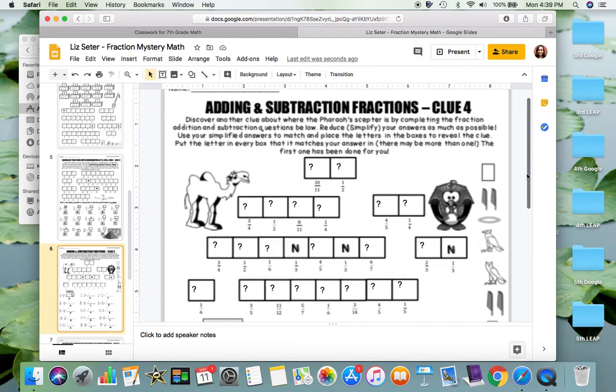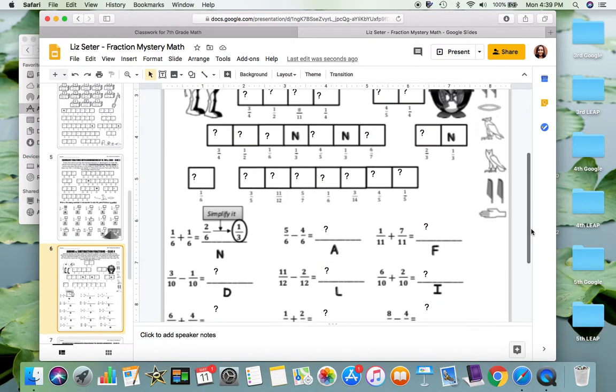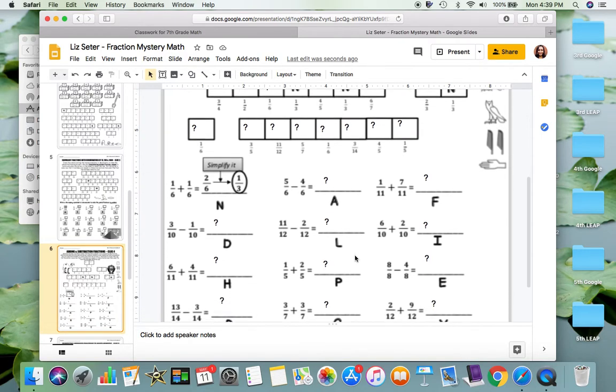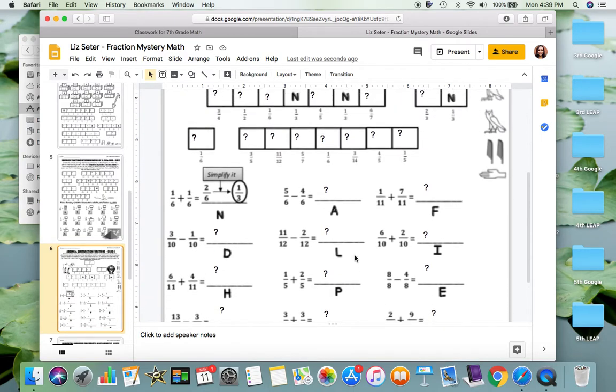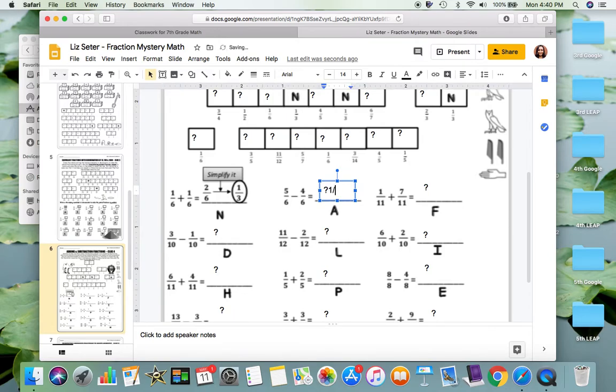Okay, so adding and subtracting fractions. Here's clue number 4. You're going to do the work down at the bottom first. Don't worry about doing this arrow here, but you do have to answer in simplest form, okay? What you can do for this one, and notice all of these denominators are the same, so the denominator is going to be the same in your answer unless you have to simplify. So I'm just going to subtract across. 5 take away 4 is 1. So my answer here is going to be 1/6.